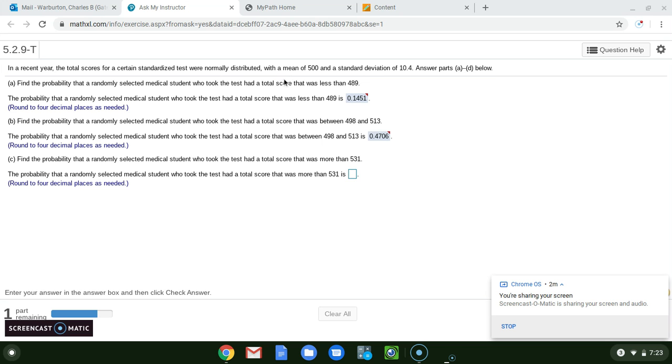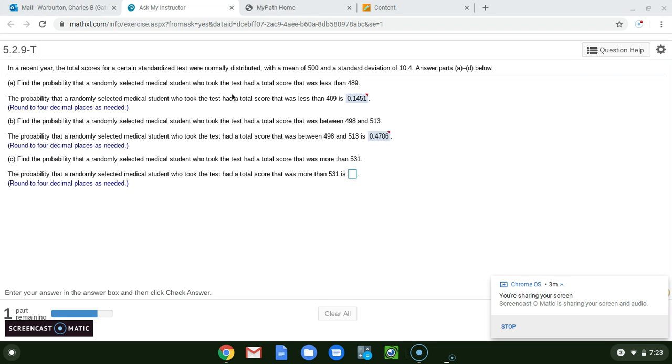A normal distribution means that most of the scores are right around 500, and the further you get away from 500, whether that's further above or further below, the less likely it is that a student will score that, the further you get away from the average.